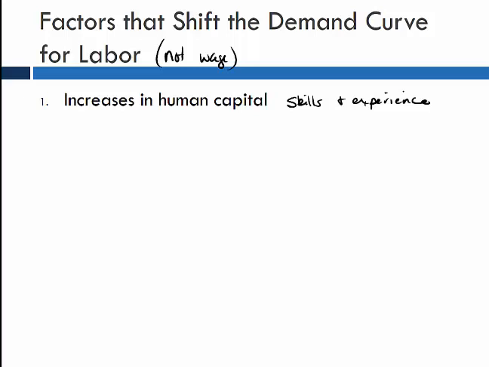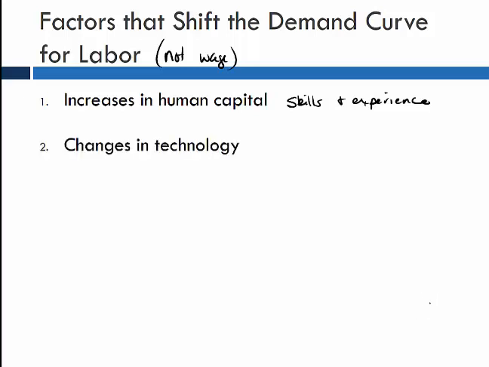So workers coming out with more skills or workers with more experience are going to be more productive. They're going to produce more output and therefore more revenue. That's why education is important, because it increases the human capital.